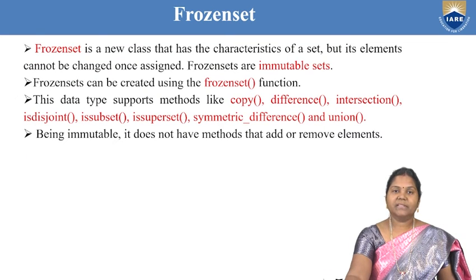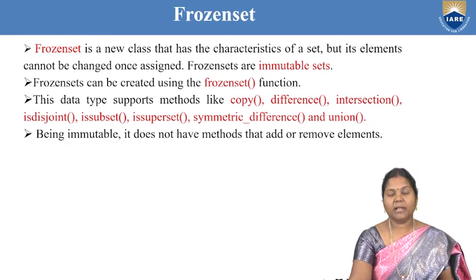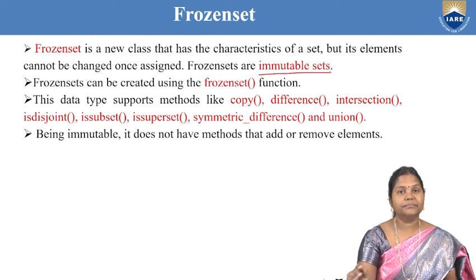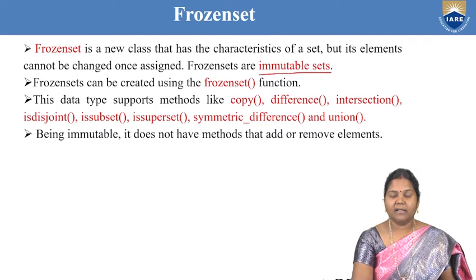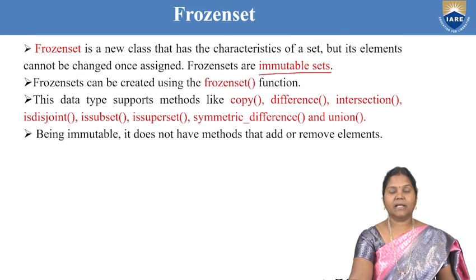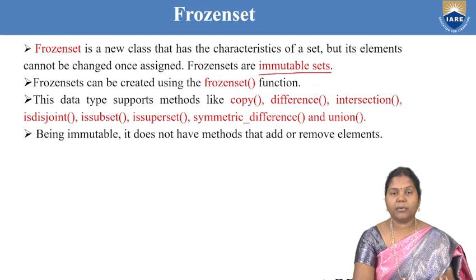Now, once the basic concepts of set are clear, there are two types of sets. One is called a normal set, another one is called a frozen set. What is the difference between set and frozen set? Sets are normally mutable, whereas frozen sets are immutable. Frozen set is a new class that has the characteristics of a set, but its elements cannot be changed once assigned. Once created, you cannot change the elements of a frozen set. That's why the important property is sets are mutable, whereas frozen sets are immutable.